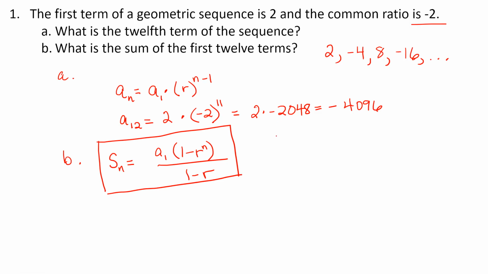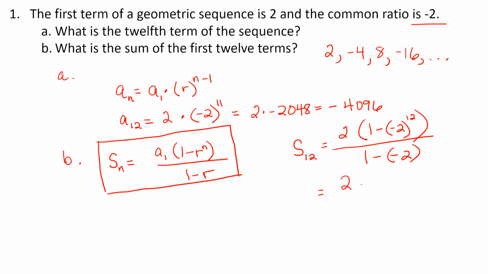So we have a geometric sequence, and we can figure this out. So s sub 12, we want to find the sum of the first 12 terms, is equal to a sub 1, which we know is 2, times 1 minus r, which is -2, to the n power, which is 12. And we are dividing that by 1 minus r, so 1 minus -2.